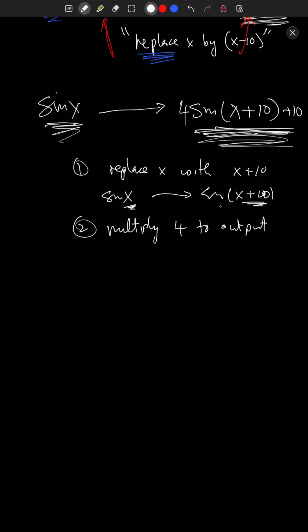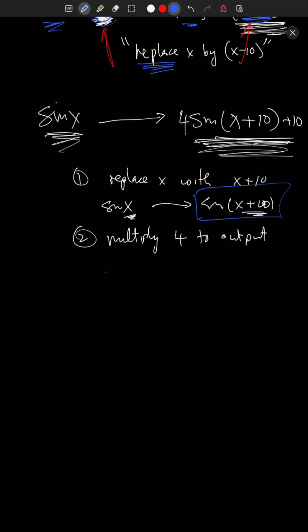So what that means is I'm going to start with now my new function, this guy here. I'm going to multiply 4 to it. So what I had before, in step 1, was sine of x plus 10. Now we're looking at multiplying 4 to the output, right? So the output of this guy is sine of x plus 10. I'm going to multiply 4 to it. I'm going to get that, all right?